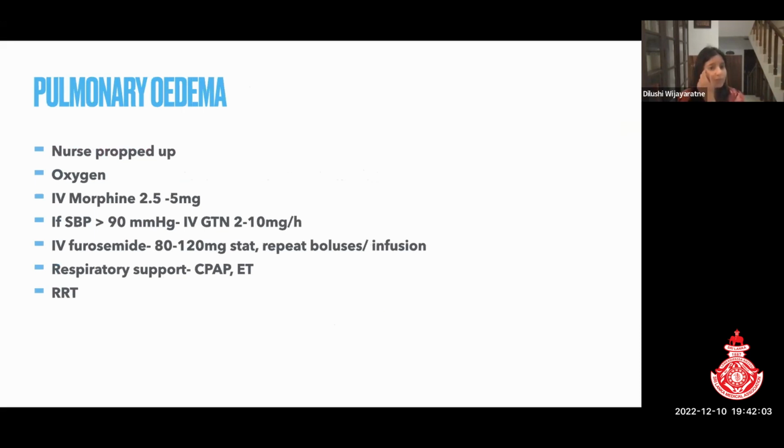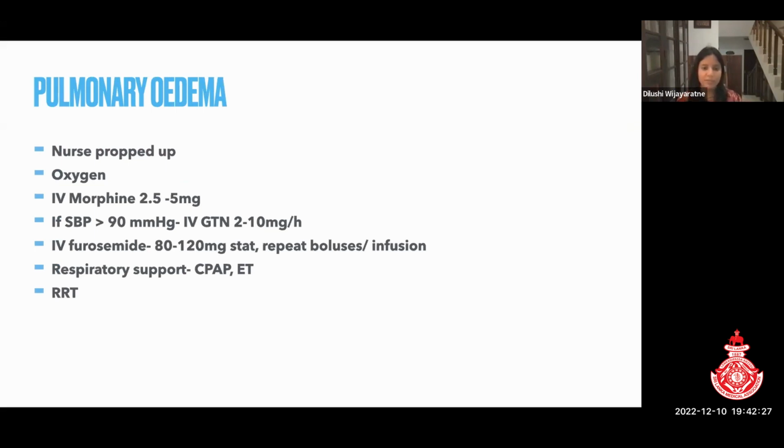The second problem is pulmonary edema. So how do we manage pulmonary edema? Just as you would under normal circumstances, nurse the patient propped up, give the patient oxygen, morphine. If the blood pressure is high, you can give GTN. And the mainstay here is furosemide. So furosemide is going to cause pulmonary vasodilatation, right? And also help with diuresis.